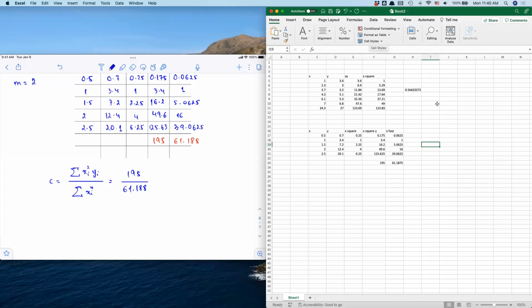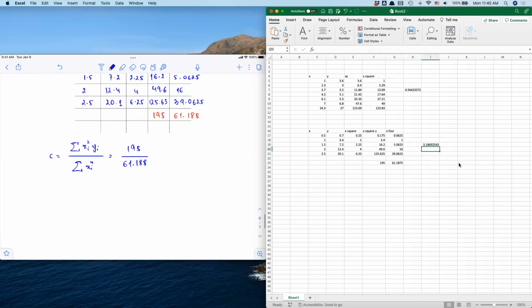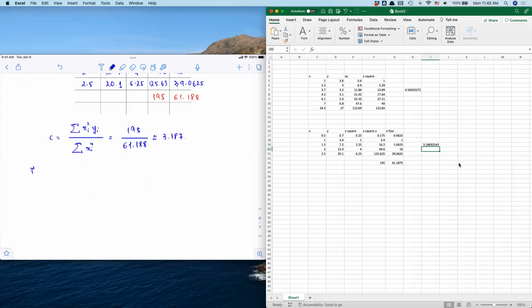Now we go back to the Excel spreadsheet to help us with the calculation. So this is equal to the numerator divided by the denominator, and you get about 3.187 for the value of c. So this is approximately equal to 3.187. So the function is y equal to 3.187 times x squared. Okay.